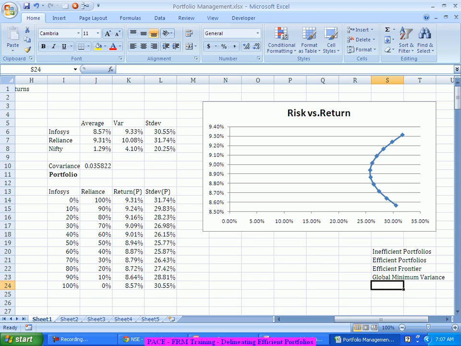Right? When only risky assets are there, what we are observing is the graph between risk and return is always a curve. So these are the various possibilities: the global minimum variance location, and also I am seeing that there are a lot of inefficient portfolios and the efficient portfolios on the higher side.